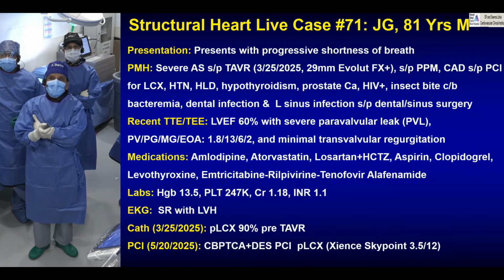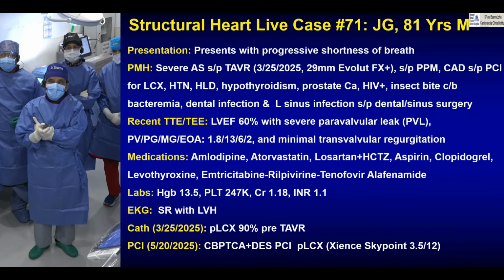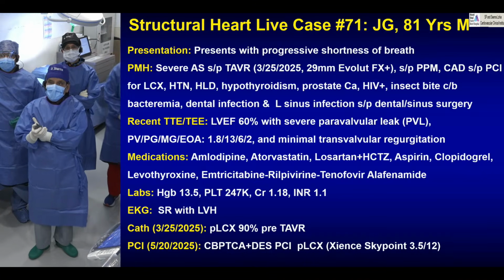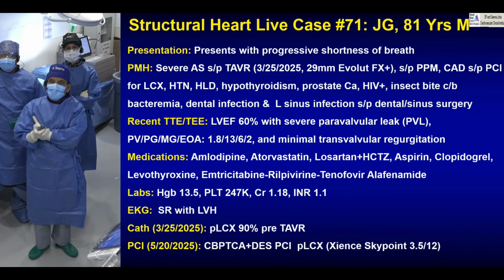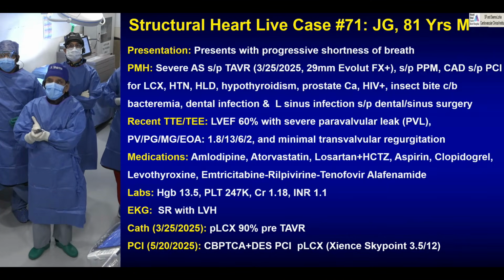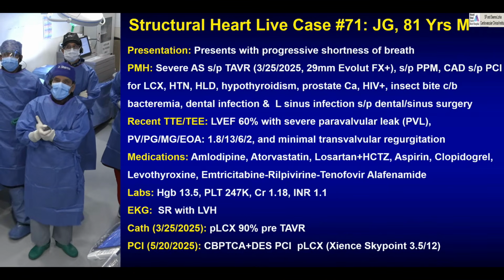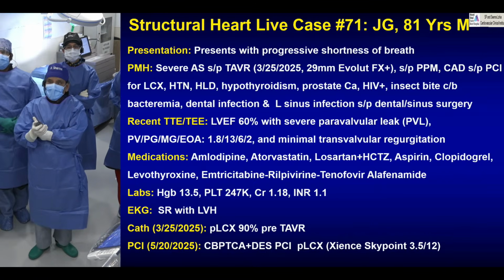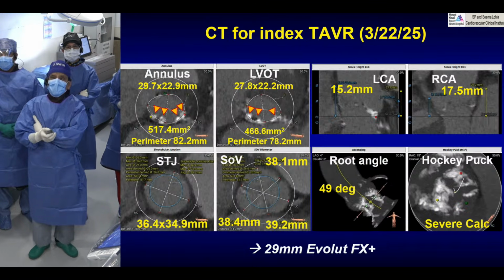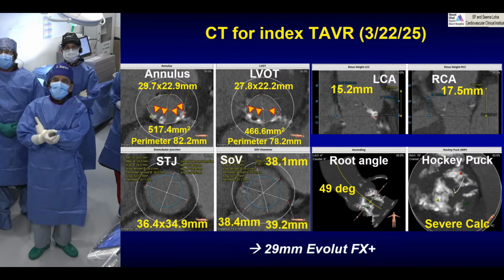The valve is working perfectly. Effective orifice area is 2 square centimeters, so that's great, with a minimal gradient. The key is that the patient developed severe paravalvular leak, which was mild initially. The patient does have some other issues, HIV positive on good medical therapy from that point of view, but continues to be symptomatic since last March. So I'll leave it here.